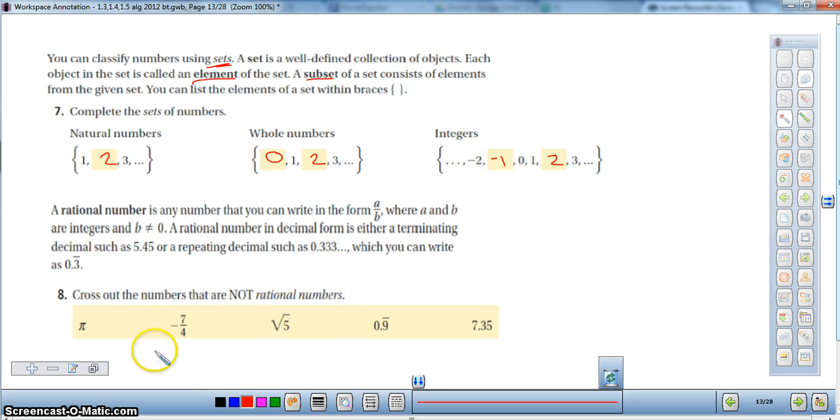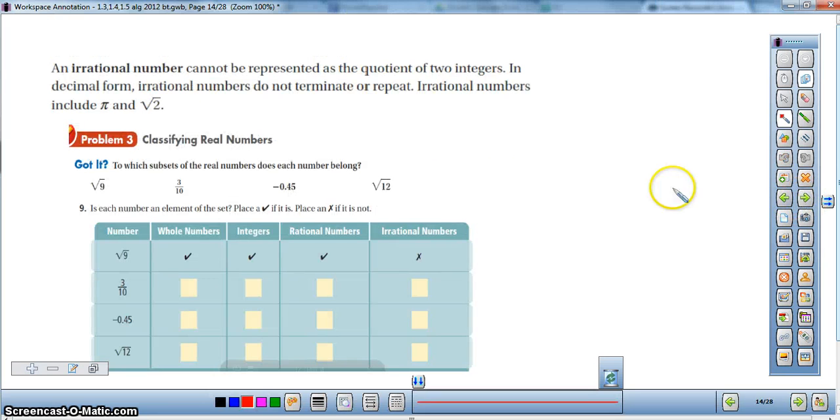So if we're going to be classifying in your homework tonight numbers as either rational or irrational, remember, rational ends or repeats, irrational does not. So if you're going to cross these out, we'll look at those tomorrow in class. An irrational number cannot be represented as a quotient of two integers. In decimal form, irrationals do not terminate, never ending, never repeating. So pi and square root 2.